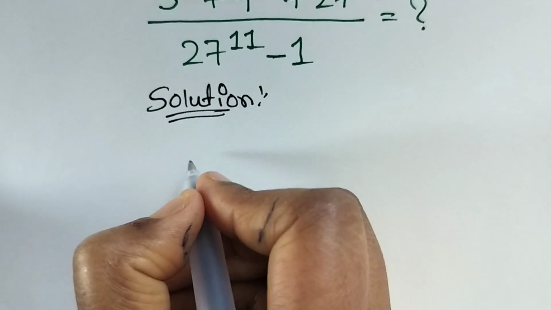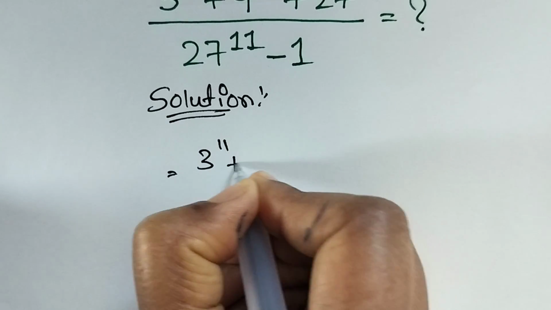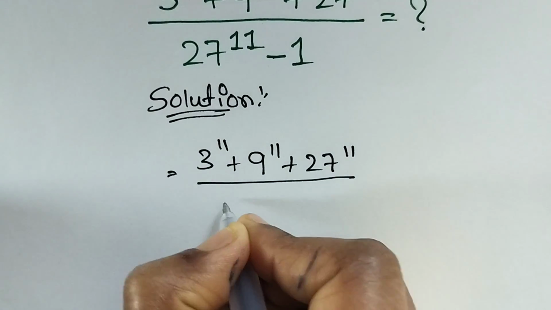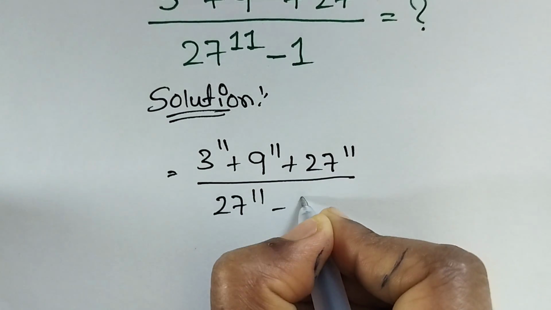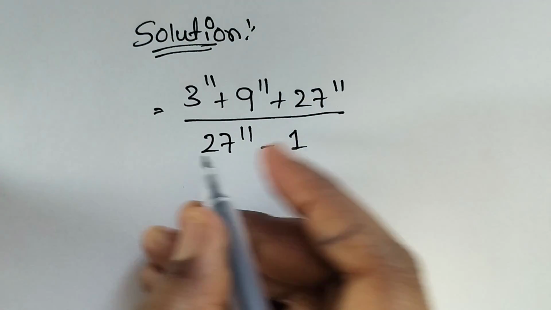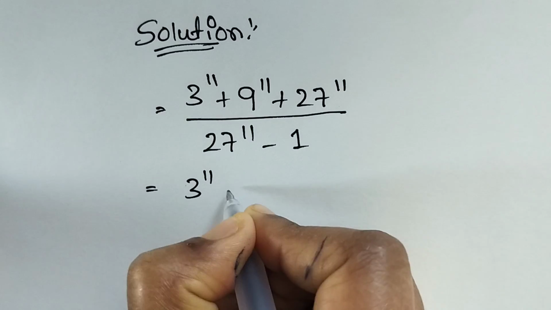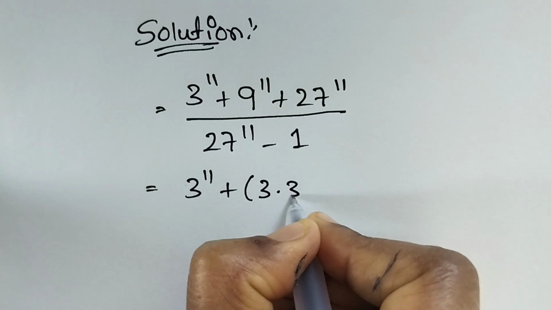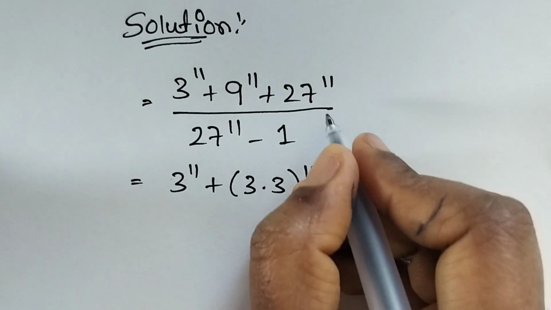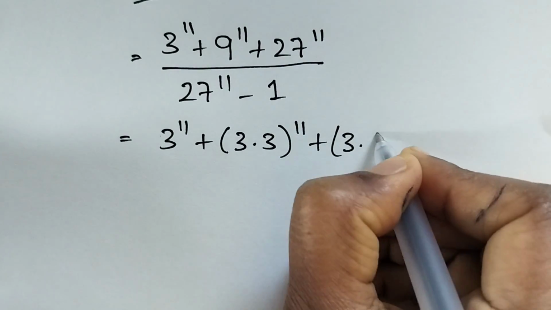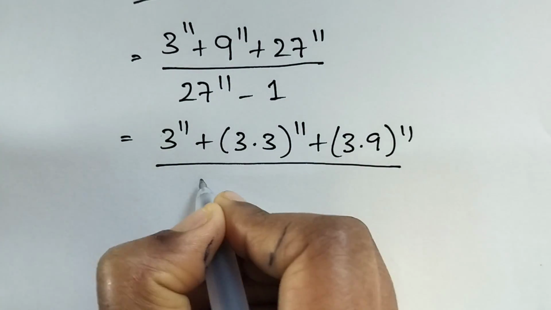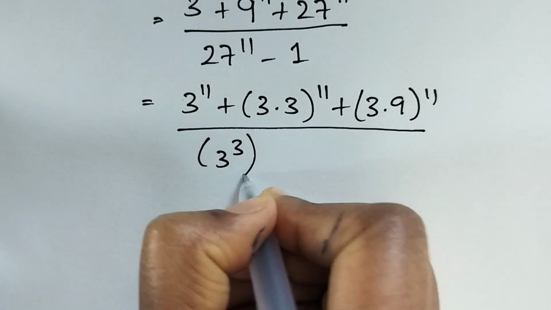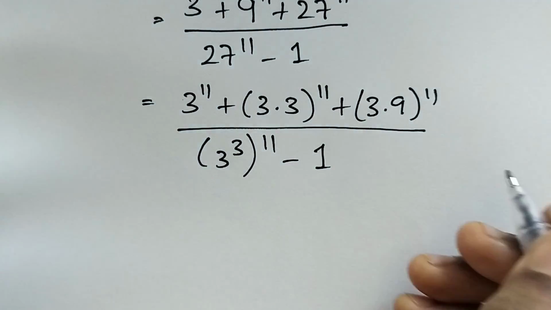So the question is (3^11 + 9^11 + 27^11) divided by (27^11 - 1). So now 3 to the power of 11 plus, here we have 9, right? We can write this as (3 times 3) whole to the power of 11 plus, here we have 27, right? We can write this as (3 times 9) whole to the power of 11 divided by, here we have 27, right? We can write this as (3^3) whole to the power of 11 minus 1.